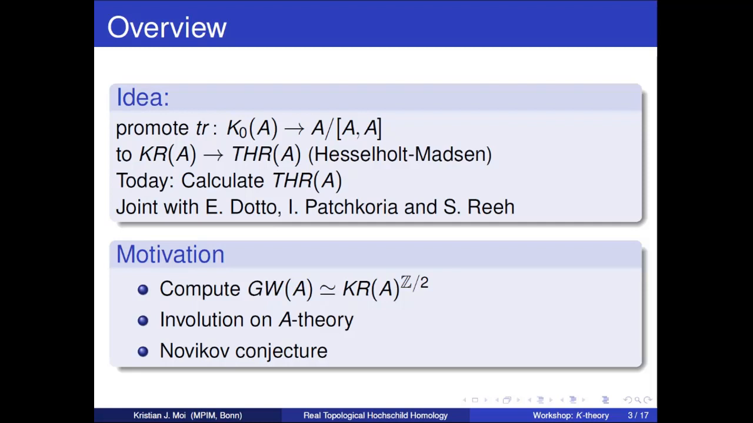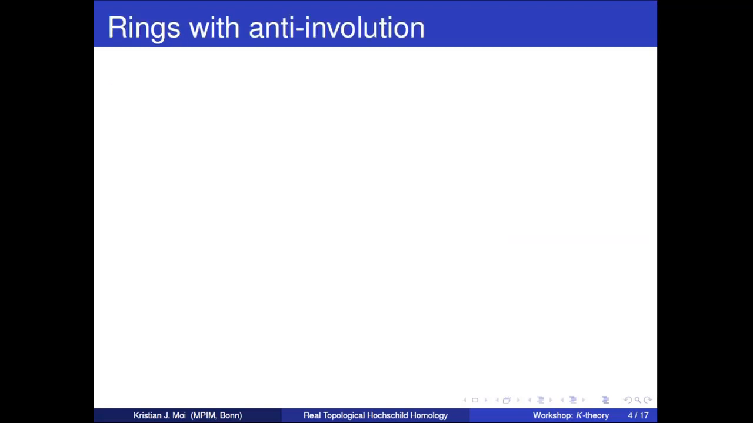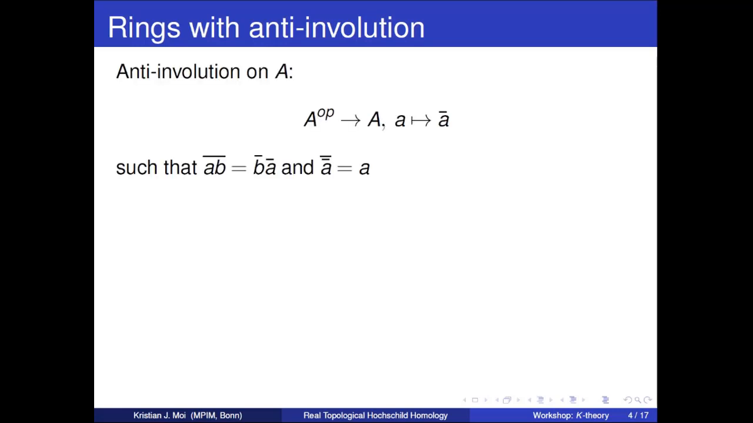So, rings with anti-involution. I wanted to study this trace map with more structure, where we're going to have a little bit more structure on the ring itself as well. So what is that, an anti-involution?